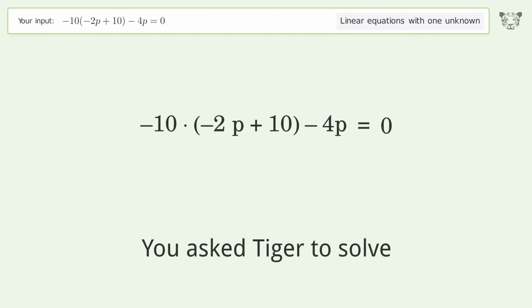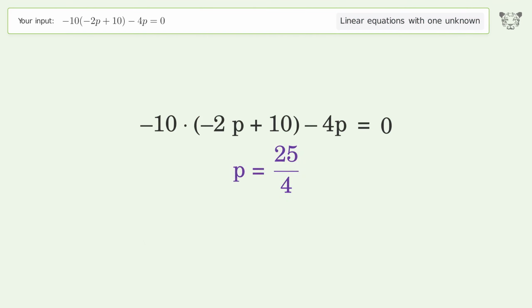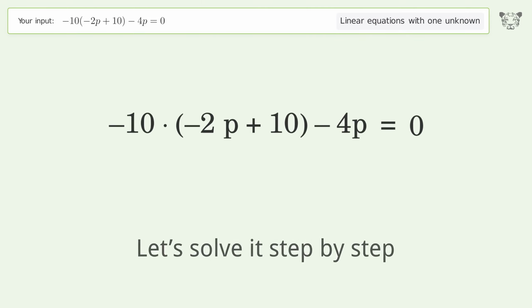You ask Tiger to solve. This deals with linear equations with one unknown. The final result is p equals 25/4. Let's solve it step by step.